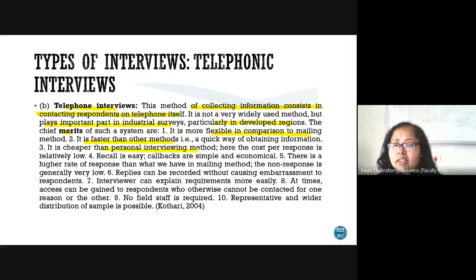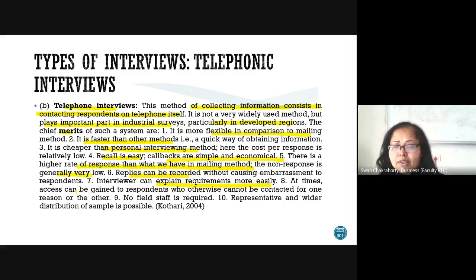It's much cheaper than the personal interview method because the cost per response is relatively low. Recall is easy. Callbacks are simple and economical. There's a higher rate of response than we have in the mailing method. Non-response is generally low. Replies can be recorded without causing embarrassment to the respondents because they don't see that you're recording it. An interviewer can explain requirements more easily.